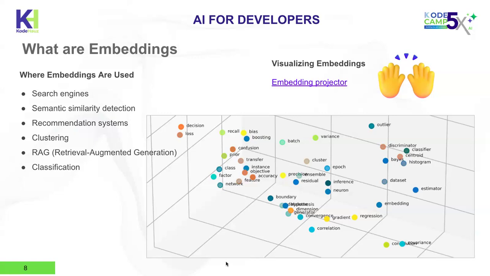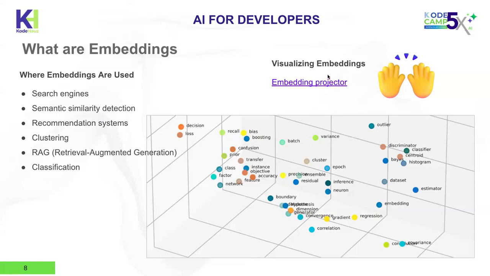Then classification. So we have this chart here, which kind of shows you how embeddings work, right? You will see that words that are similar are close, while words that are different are far apart. Words that are synonyms are close. Words that are antonyms, that is opposites, will be on opposite sides. So you see decision, loss, recall. This is in the context of machine learning anyway. So you see this is embedding.